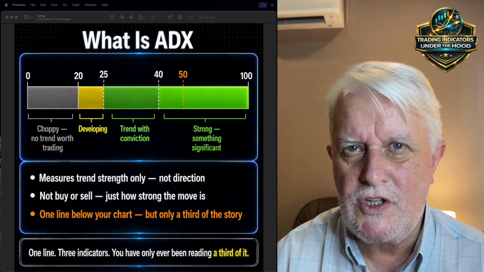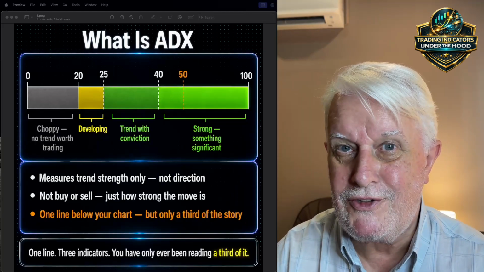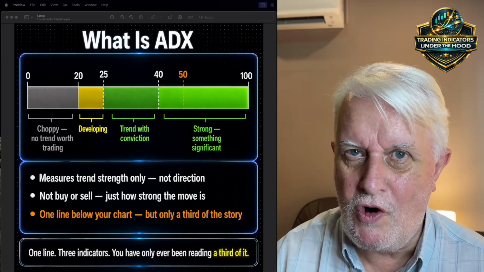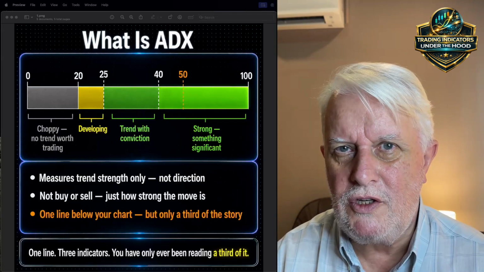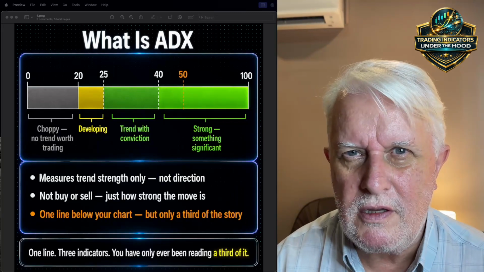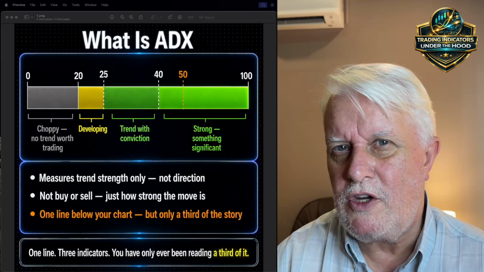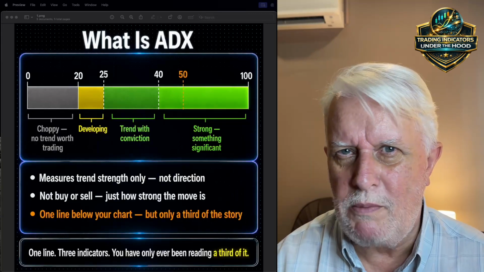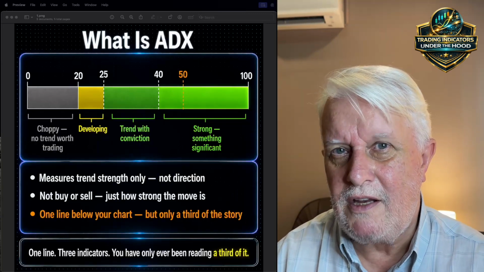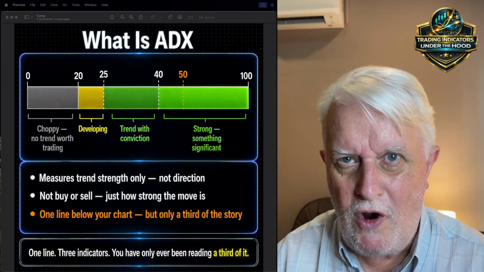ADX stands for Average Directional Index, and it measures just one thing. How strong is the trend? Not direction, not buy and sell, just strength. Most platforms show it as a single line on a chart, and that's exactly where the problems start, because that single line is only telling you one third of the story.